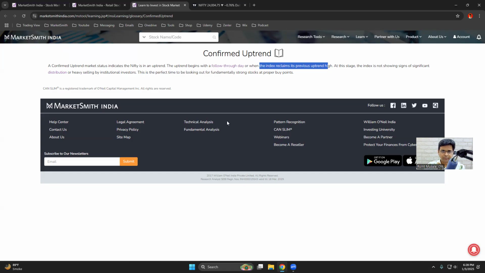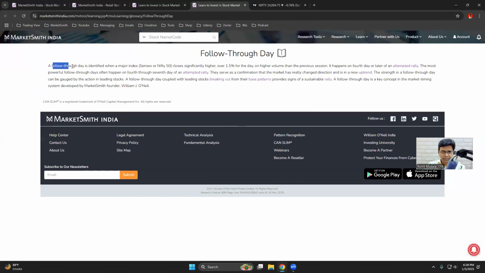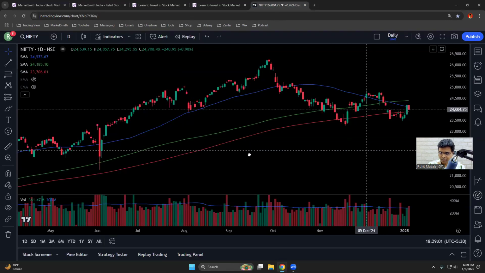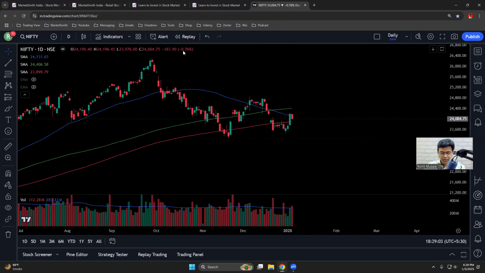So what is a follow through day? Let's right click on that. A follow through day is identified when a major index, Nifty 50, closes higher over 1.5% for the day on higher volume than the previous session. So what does this mean? Okay, see, if you check this number on this candle, it is 1.88%. So on this day, that is 2nd of January, the Nifty closed 1.88% above the previous day close and on higher volume than the previous day.